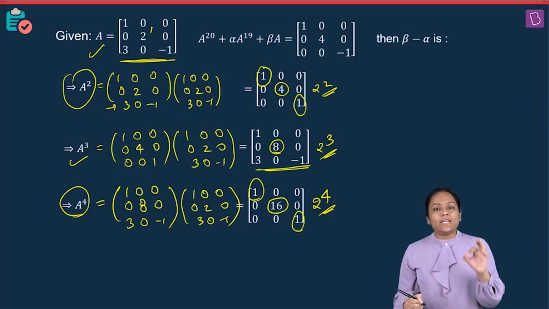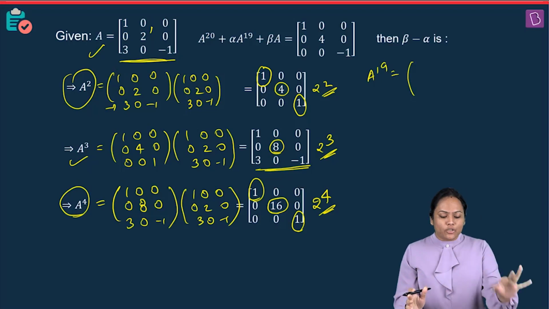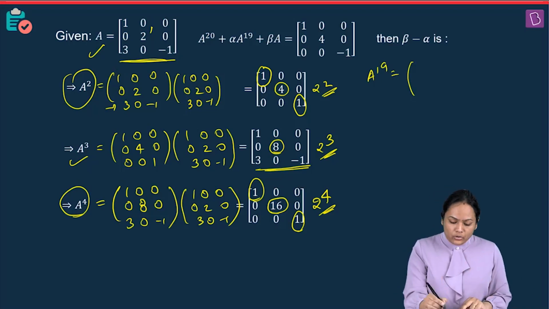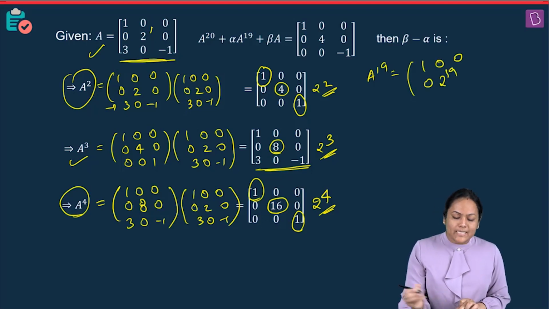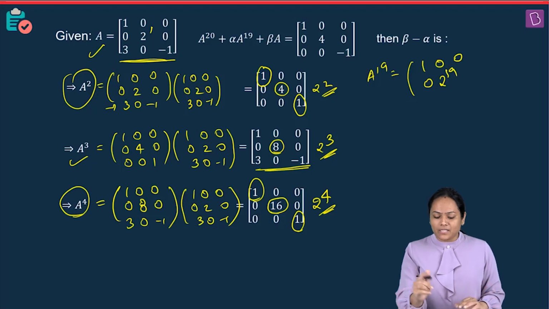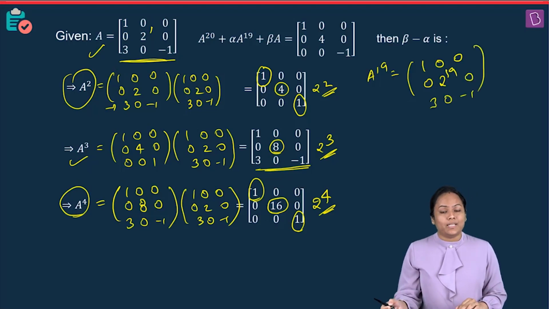So that means when I write a raised to 19, which is odd, I'm going to get a similar pattern as that of a and a cube. So it will be 1, 0, 0, 0. Now the middle element here will be nothing but 2 raised to 19. By again observing the pattern, this is 0, the last one has to be 3, 0 and minus 1.